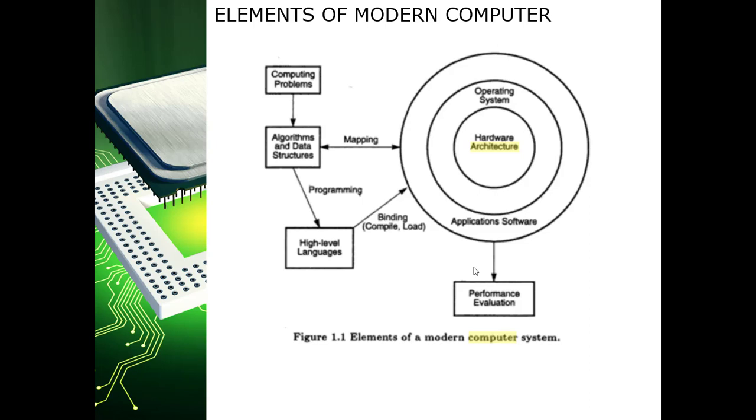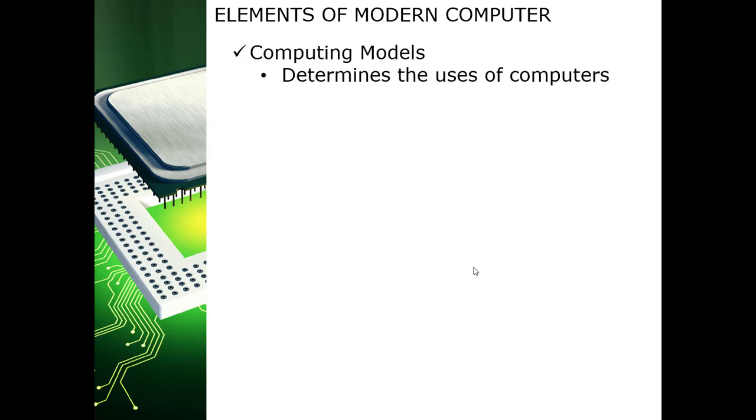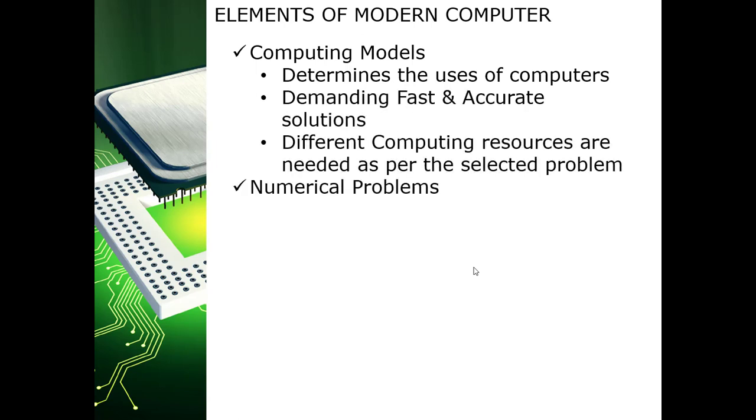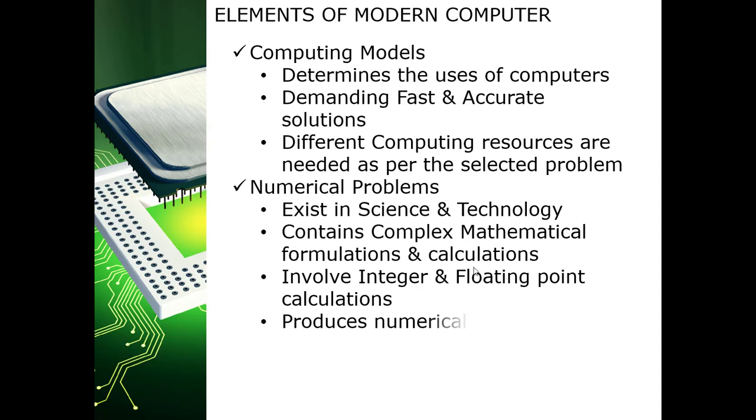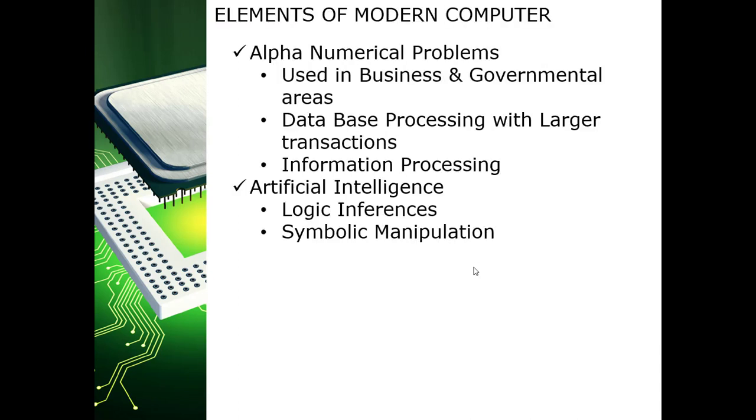And there are 3 arrows, connecting the real world quantities represented in boxes to the computer components, the things within the computer system. With that we defined different types of computing models, that means computing problems. I said numerical problems, alphanumerical problems and artificial intelligence.